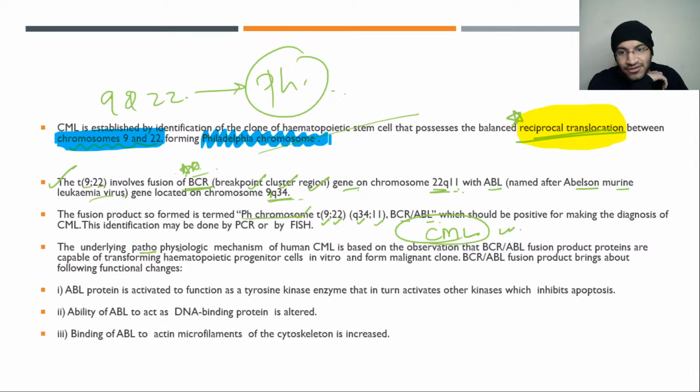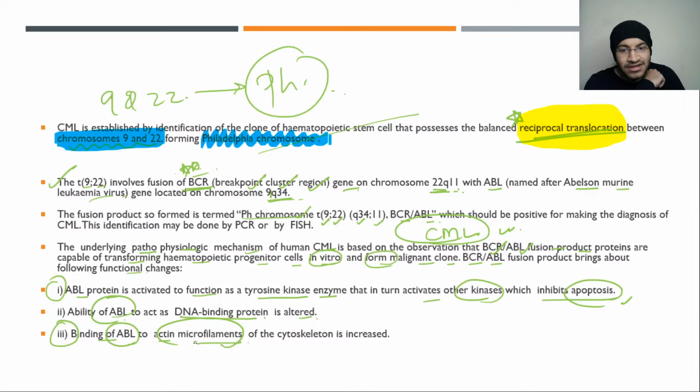Then the underlying pathophysiologic mechanism of human CML is based on the observation that BCR and ABL fusion product proteins are capable of transforming hematopoietic progenitor cells in vitro and forming a malignant clone. BCR-ABL fusion product brings about the following functional changes. ABL protein is activated to function as a tyrosine kinase enzyme that in turn activates other kinases which inhibit apoptosis. Then the ability of ABL to act as a DNA binding protein is altered, and binding of ABL to actin microfilaments of the cytoskeleton is increased.